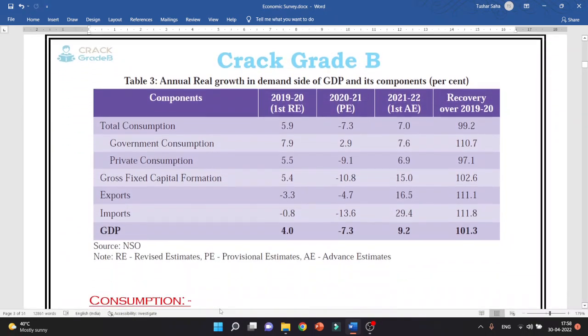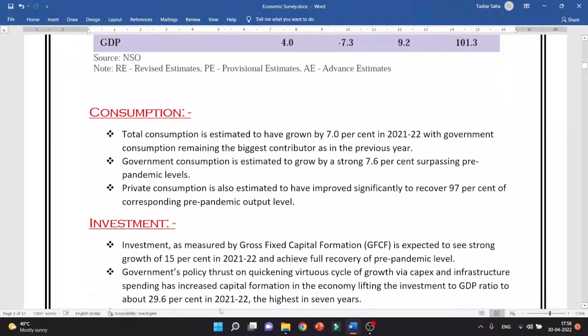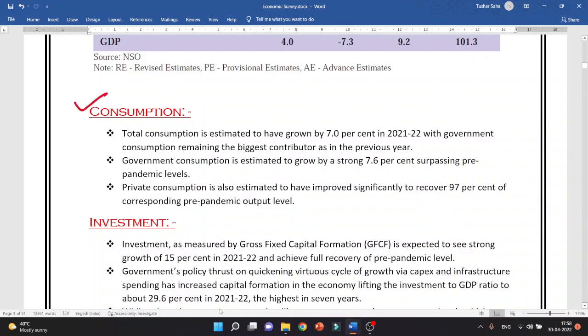Okay, so this is the chart that you can see, but obviously there is no point discussing this chart. So let's move forward. Let's see the consumption. Okay, this consumption is estimated to grow by 7% in 21-22, with government consumption remaining the biggest contributor as in the previous year. Okay. Government consumption is estimated to grow strong by 7.6%, surpassing pre-pandemic level. Private consumption is also estimated to have improved significantly to recover 97% of the corresponding pre-pandemic output level.